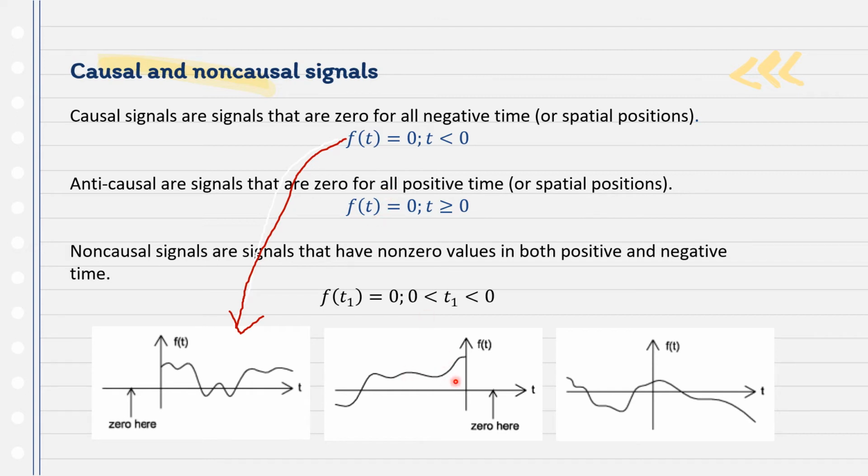And non-causal signals are signals that have non-zero values in both positive and negative time. So this is a non-causal signal. In this course, we deal with causal signals. Causal signals mean signals that exist for t equal to 0 and positive t, on the right hand side of the time axis. For t less than 0 it is 0. Again, I'm emphasizing we deal with causal signals.